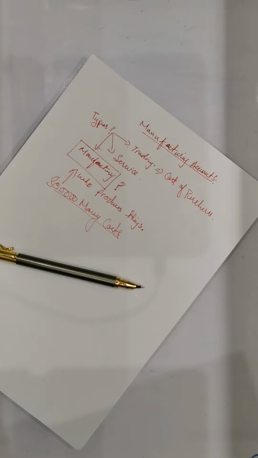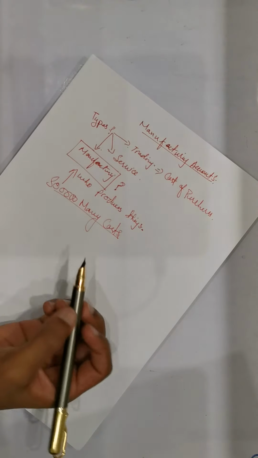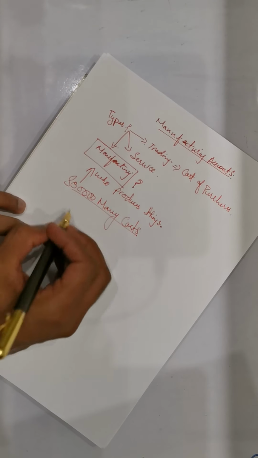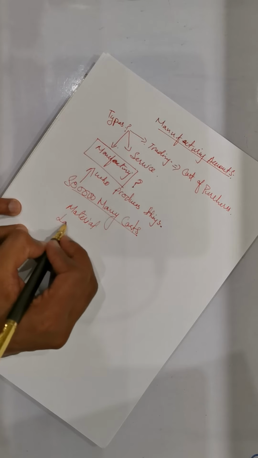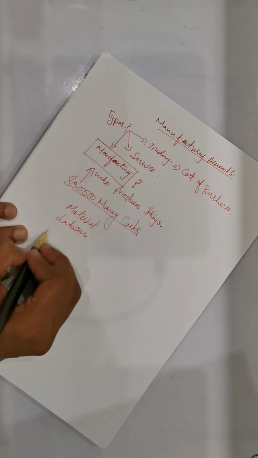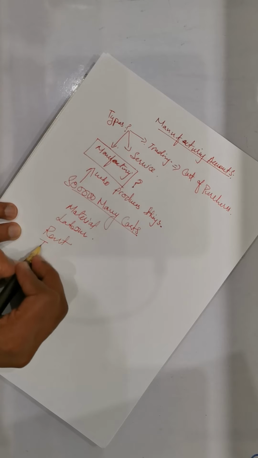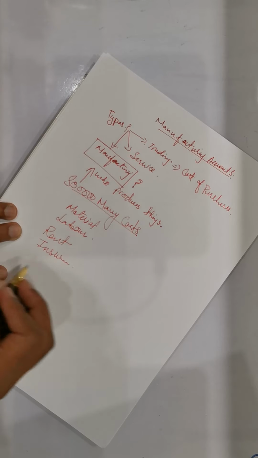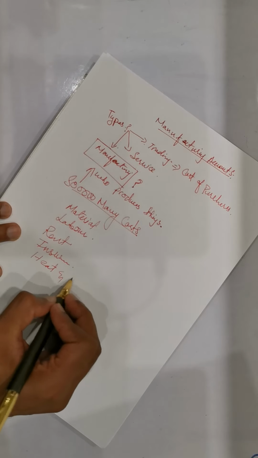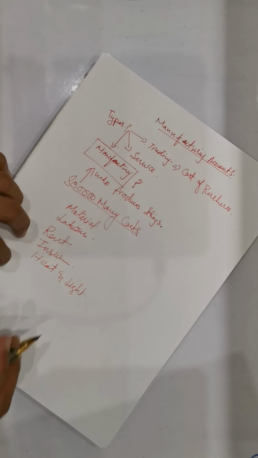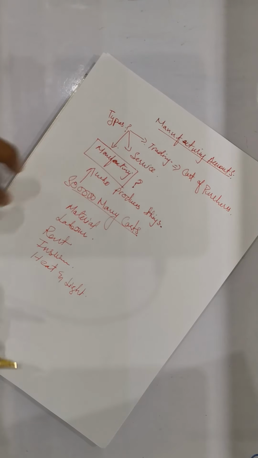Now, what type of costs are we talking about? I'll give you some examples. You see, there is material, there is labor, there is rent, there is insurance, there is heat and light. And the list may continue. We have discussed these things in sole traders. We have discussed a lot of expenses.